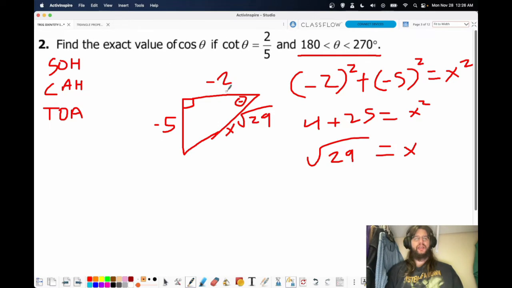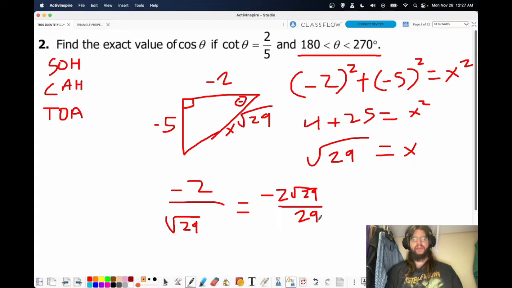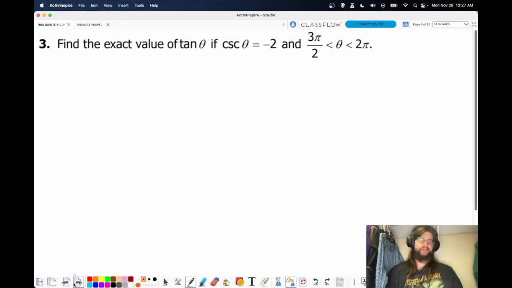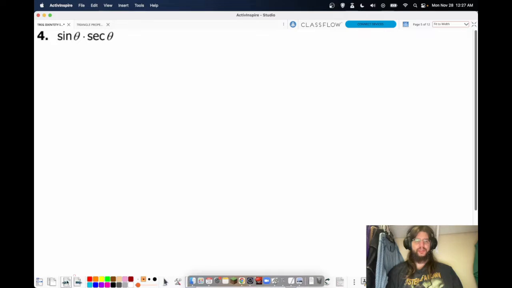What did I want? Cosine, adjacent over hypotenuse, negative 2 over square root of 29. Rationalize that denominator. You can just type that in. Negative 2 square roots of 29 over 29. Yes, you need to rationalize, simplify, but all you have to do is take it and type it in. That's a fancy schmancy calculator I made you get. Same thing there. Let's do it. Last one of that kind.